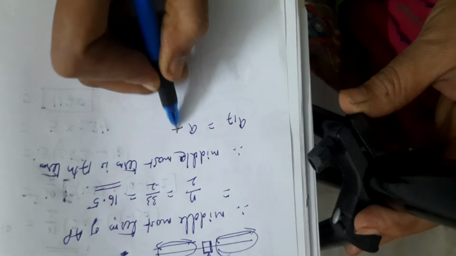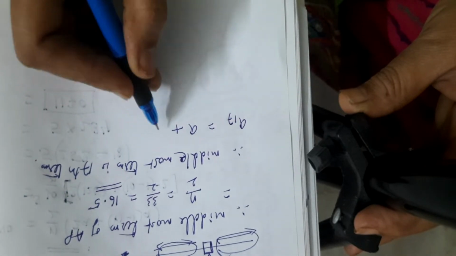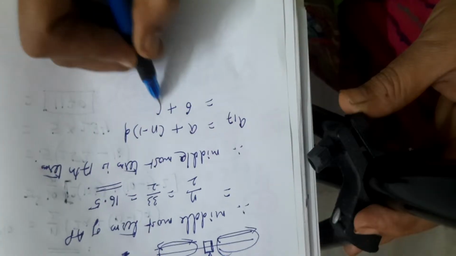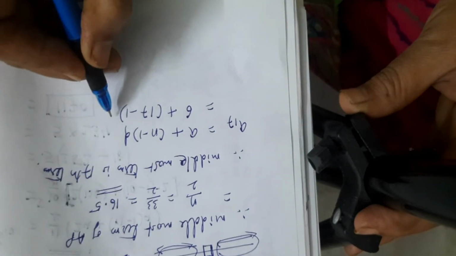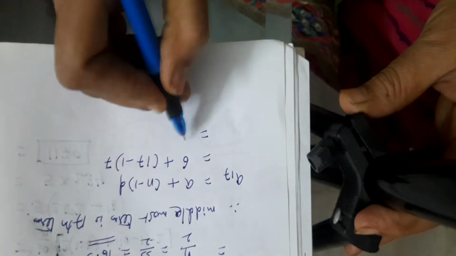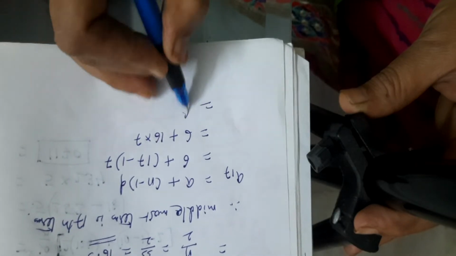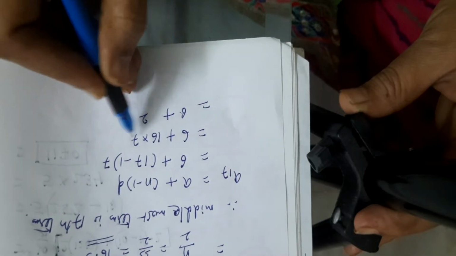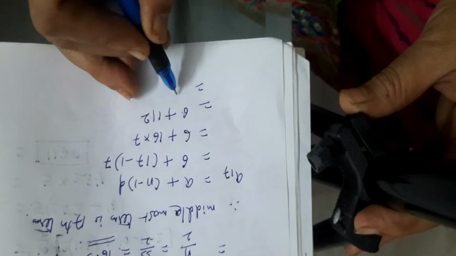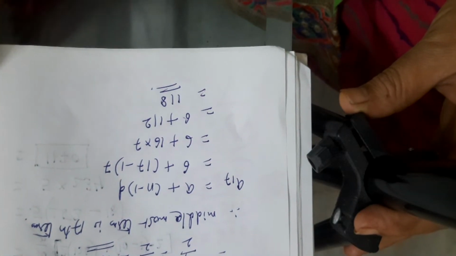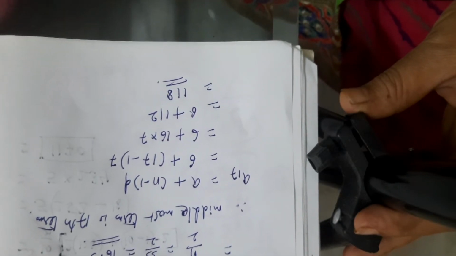A17 is A plus, whatever N is given, you need to subtract it or apply the simple formula. A is 6 here, N is 17, 17 minus 1, D we got 7. Thus it is 6 plus 16 into 7. So 6 plus 112. So the final answer is 118. Thus the middlemost term is 118. So this was the first question. In the choice, both the AP questions were given. So let's move on to the next question.